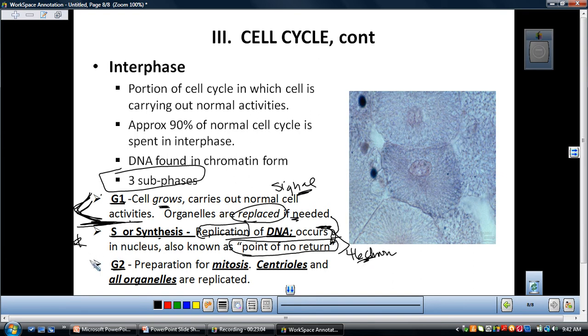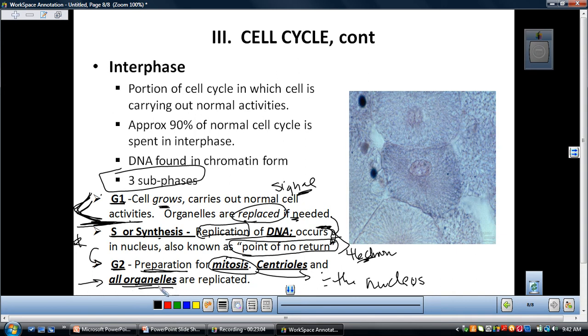Okay, after S, it clicks into G2. G2 is a major preparatory phase. What is it preparing for? It's about to go into mitosis, where it will divide the nucleus. So if we're going to divide the nucleus, we have to prepare to do that. How? Because we have to double all of the organelles. If the cell has, let's say, 50 mitochondria, it's got to double those 50 so that we have 100, and each new cell will end up with 50.